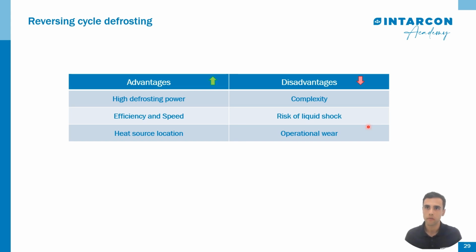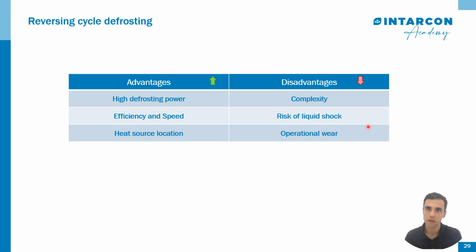Advantages of reverse cycle defrosting. Energy efficiency, by using the heat from the compression and the evaporating process. This method is more efficient and consumes less energy compared to electric defrost. Speed of execution. The defrost is carried out very quickly due to the provision of the full condensing power. Location of the heat source. The heat source generated during the defrosting is located at the same point as the cold generation, which will increase the efficiency of the process.